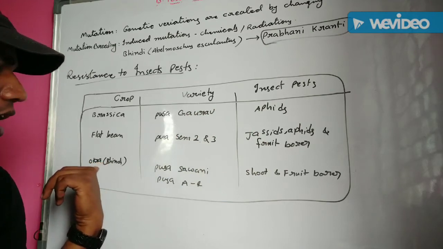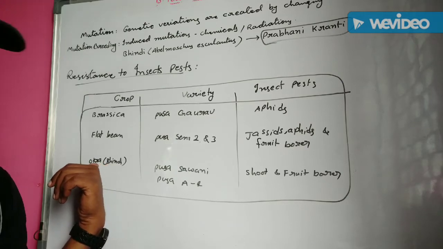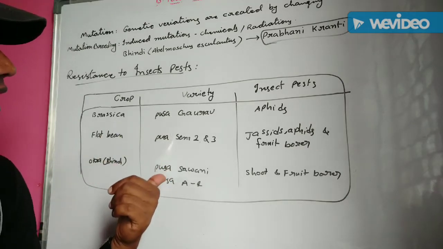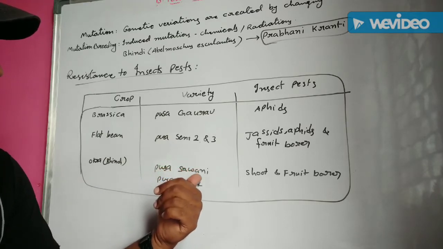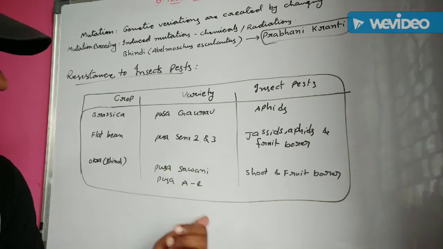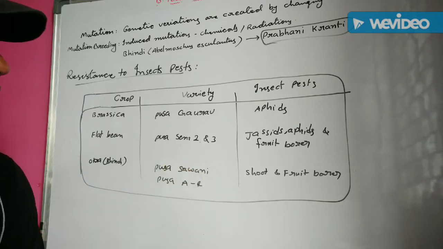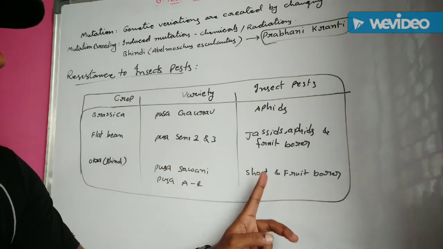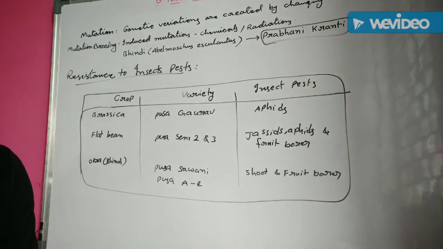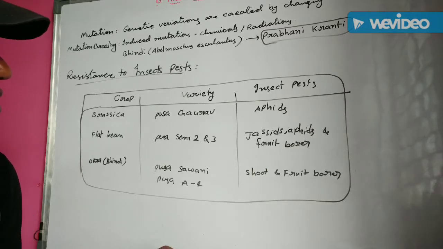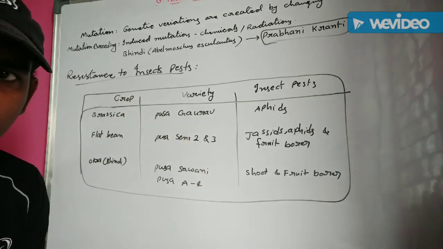Another one, okra. It is also called Bhendi, ladyfinger. In okra, new varieties with insect and pest resistance are created. That one is Pusa Swarni and Pusa A4. These Pusa Swarni and Pusa A4 varieties are resistant to shoot and fruit borer. These are the new varieties, crops developed with resistance to some insects and pests.